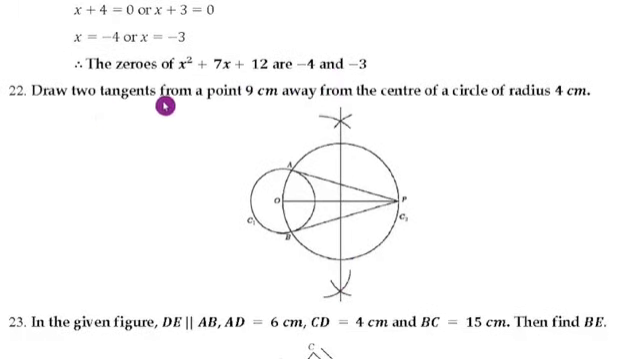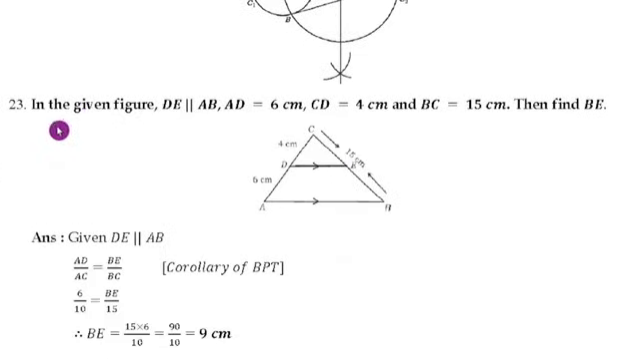22nd question, draw two tangents from a point 9 cm away from the center of a circle of radius 4 cm. So please children, you have to concentrate on construction. It's very important. These questions will come in the exam.